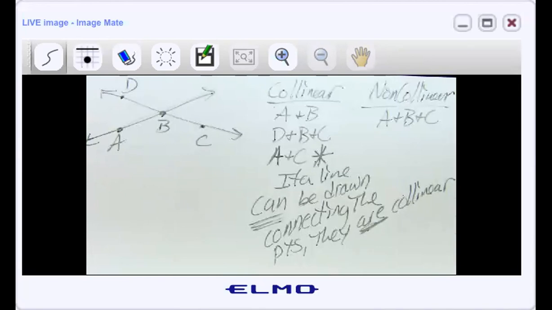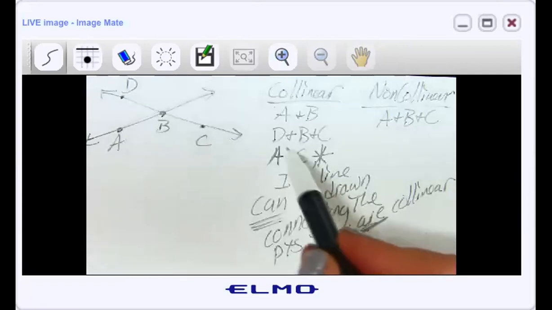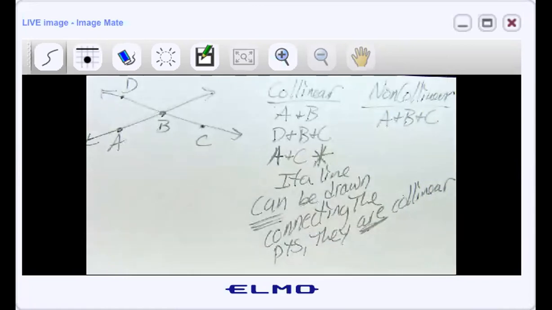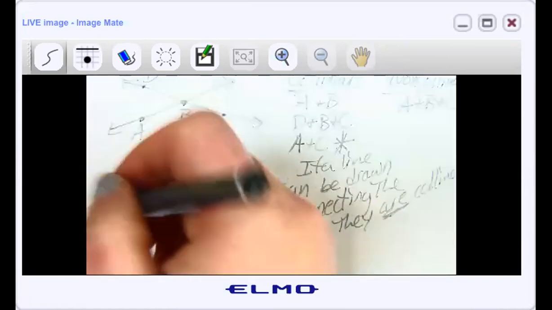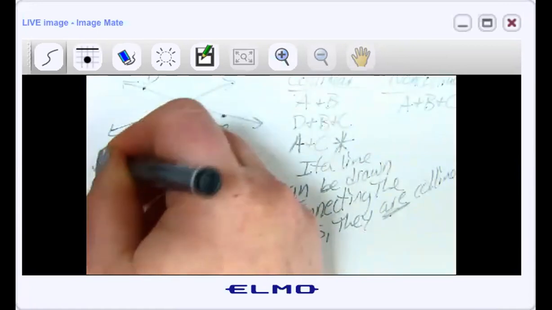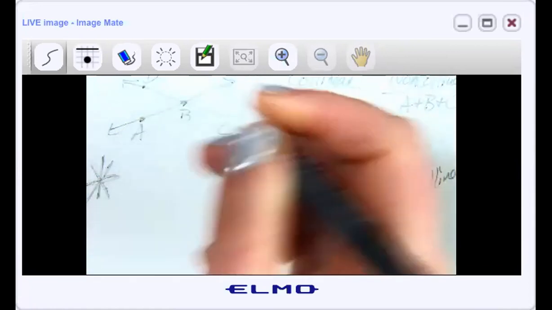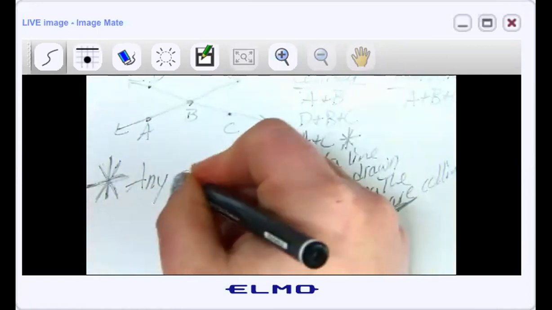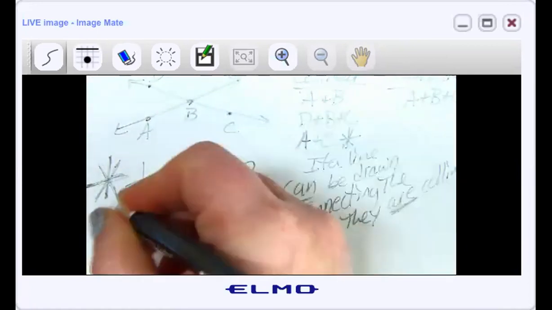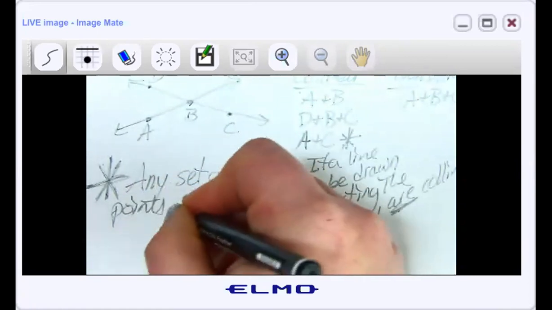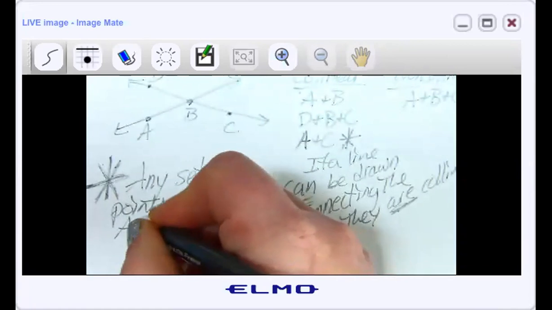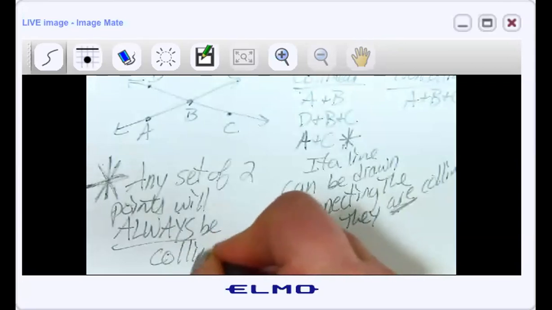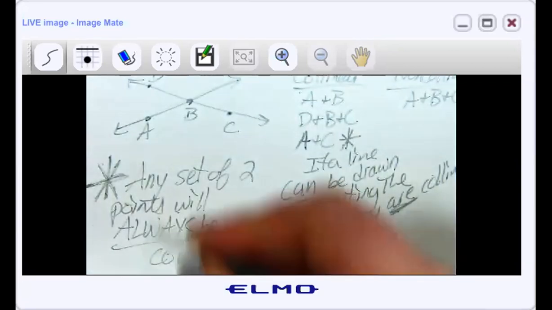Now, when I ask you about 3 points, maybe they are, maybe they aren't. So we had an example. Here are 3 points that were, and here's 3 points that aren't. So that's going to be a different story. But big star, big takeaway from today, any 2 points are collinear. You literally don't even need to look at a diagram. I'll say any set of 2 points will always be collinear. You don't even need to think about it.